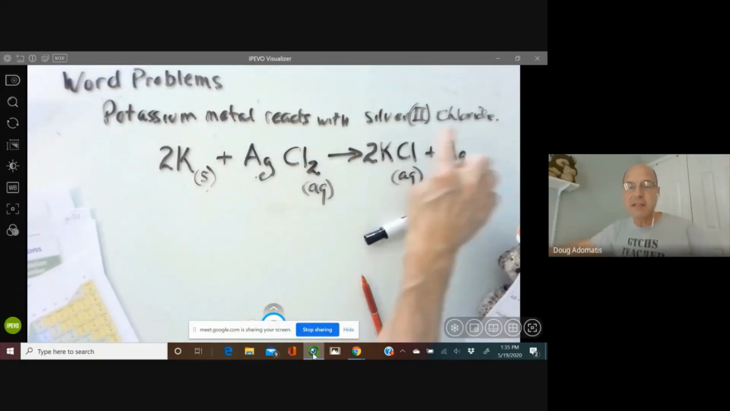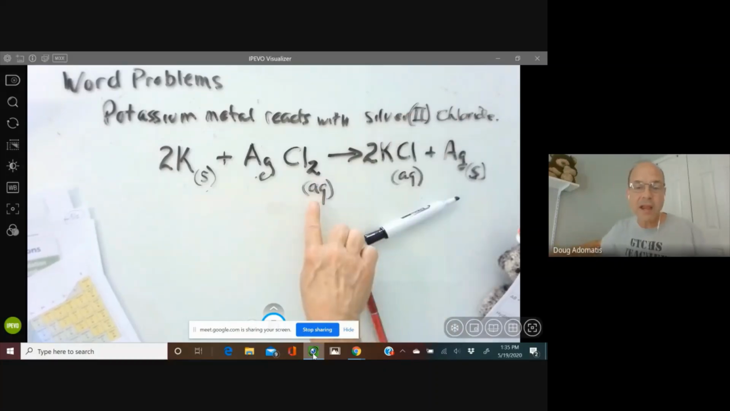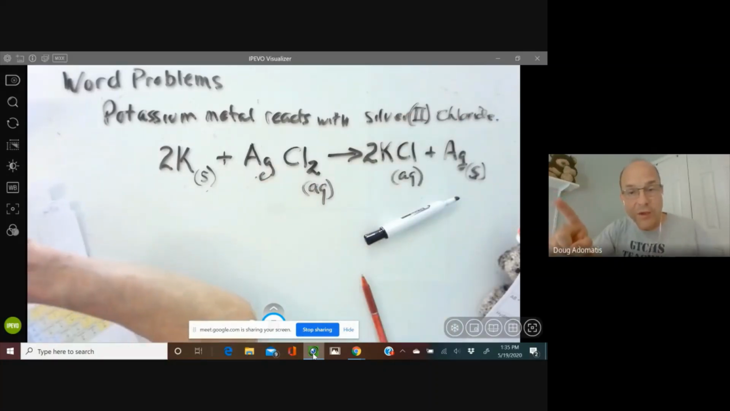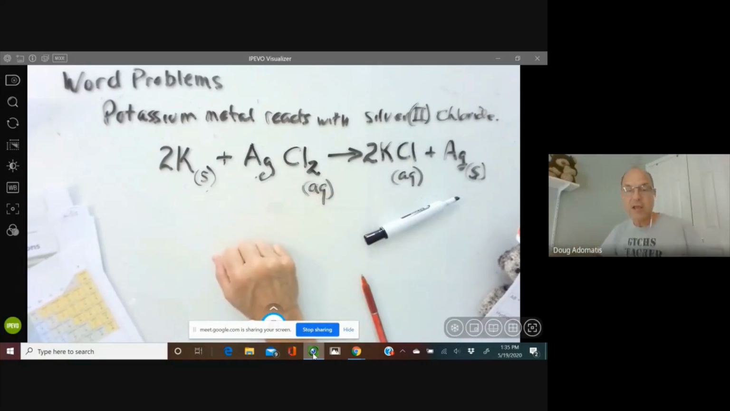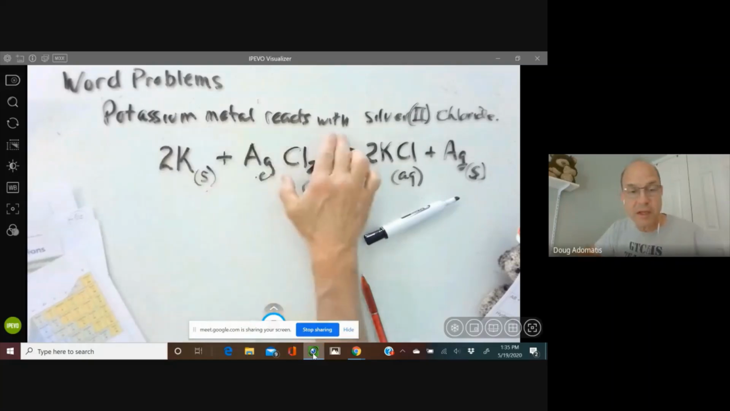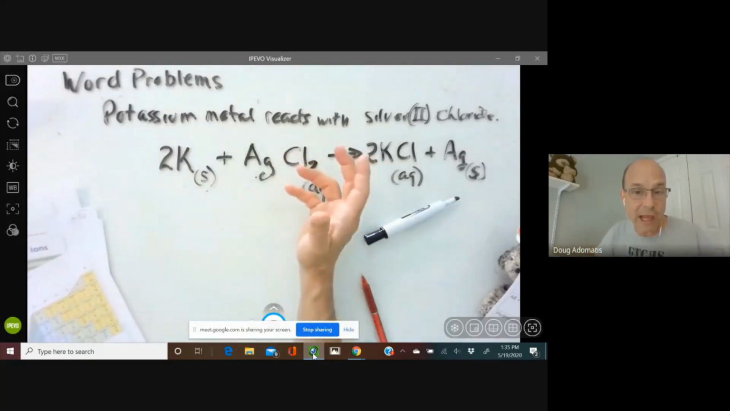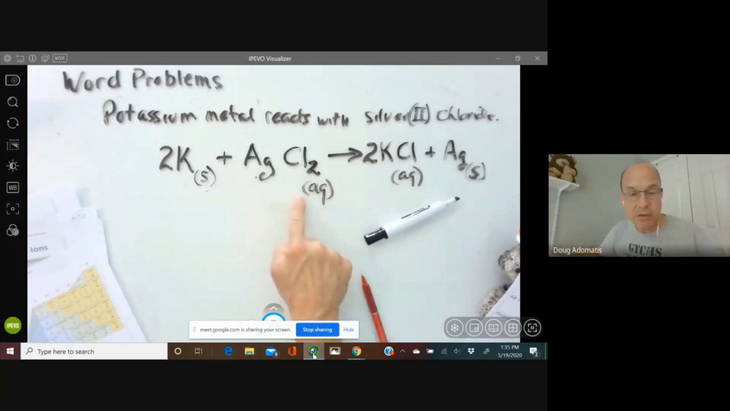But since I didn't say an aqueous solution of silver chloride, you don't have to write aqueous here. But if I do write aqueous solution of silver chloride, then you do have to write it here. Okay, so remember, really what you're doing is you are interpreting, just like this is some kind of a foreign language, right? You're interpreting these words into symbols, okay?